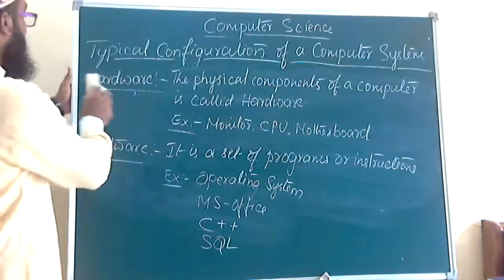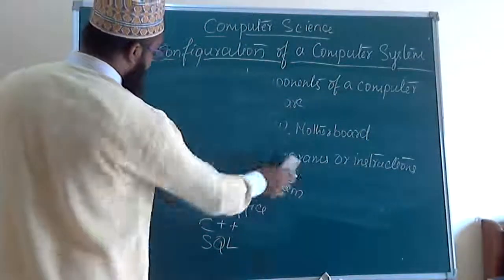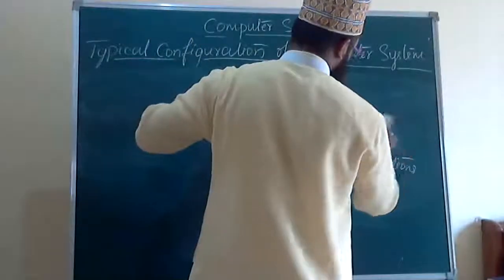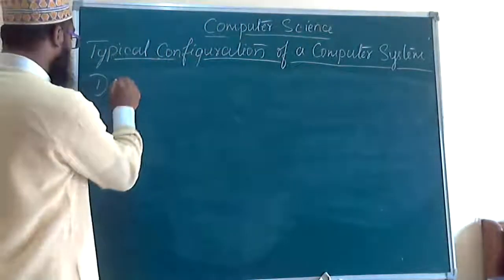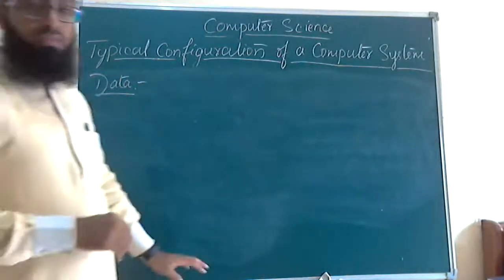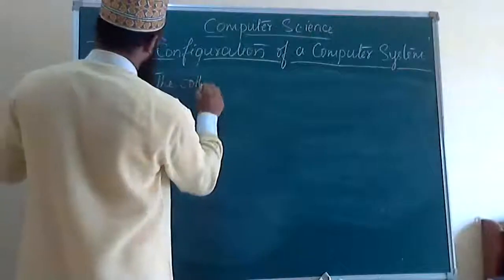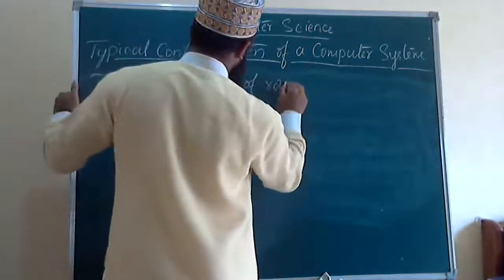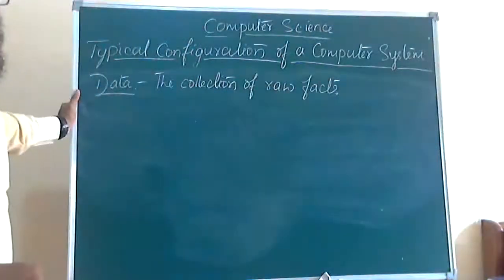And the third thing, which is data. Regarding data, we have discussed in our previous chapter, that is in data structures. I have explained to you regarding data. The same definition you can give here, because the definition of data will be the same in every place. Data means the collection of raw facts.